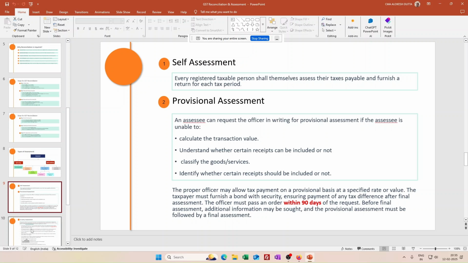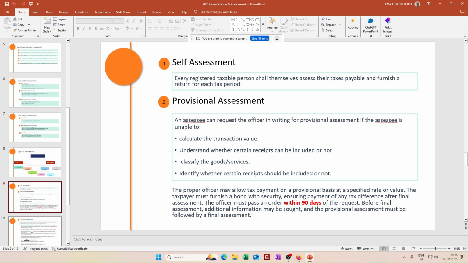Now, what will the tax officer do? He will allow him to pay the tax at a specified rate or on a specified value, and the taxpayer must furnish a bond with security, ensuring that any difference of tax arising out of the provisional assessment he will pay. The officer must pass the order within 90 days of the request.